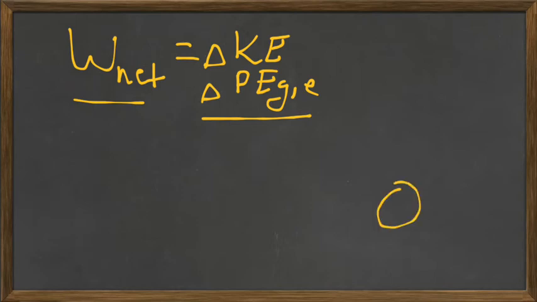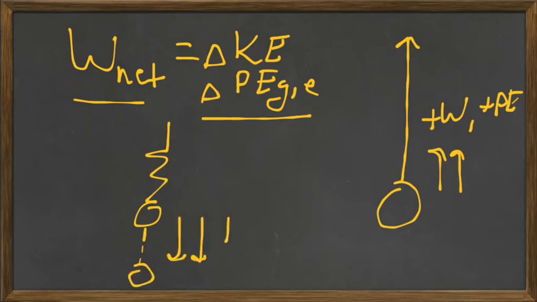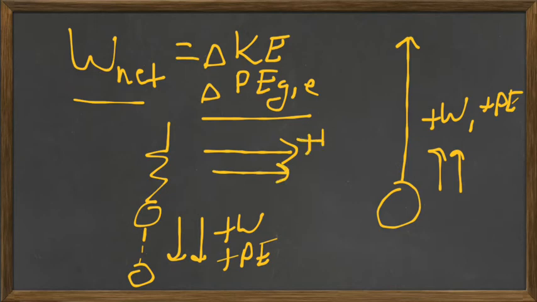So if I take a ball and I lift it above the ground, I did positive work on the ball. Why? Force was up, motion was up. Well, in doing so, I also gave it some potential energy. Take a spring and stretch it. Force down, motion down, positive work. Guess what? I added potential energy to the system. Take a car, hit the accelerator. Force forward, motion forward, positive work. What did I do? I gave it some kinetic energy.